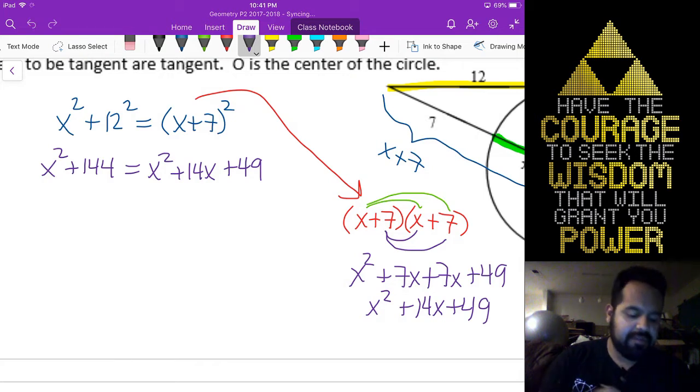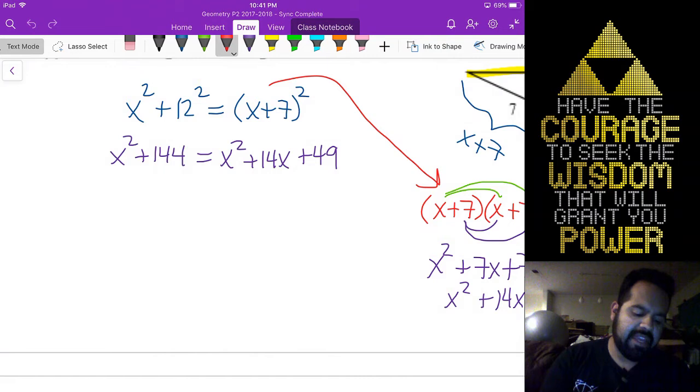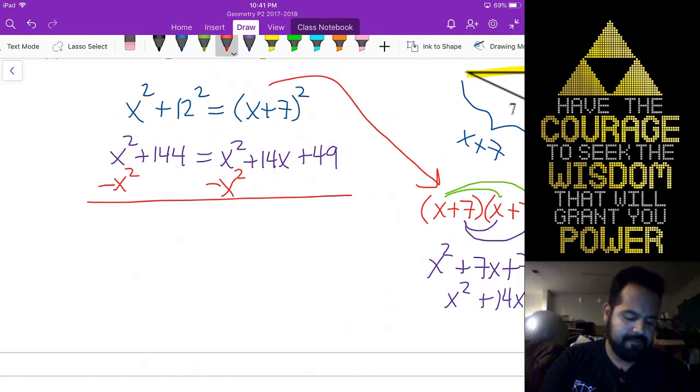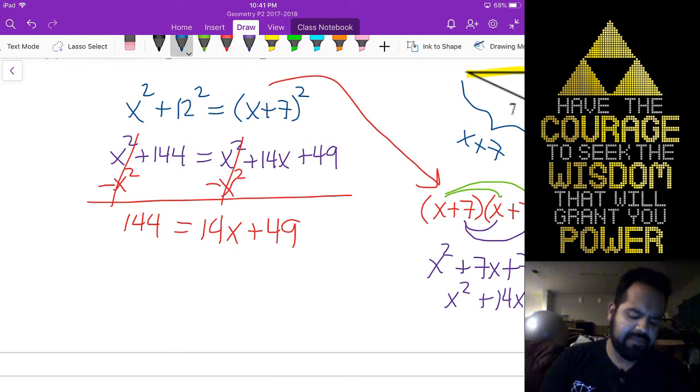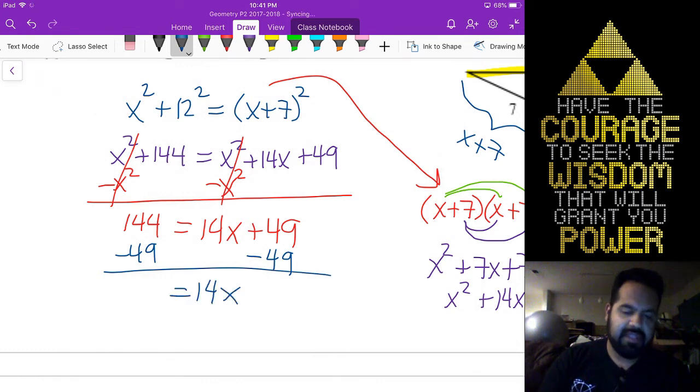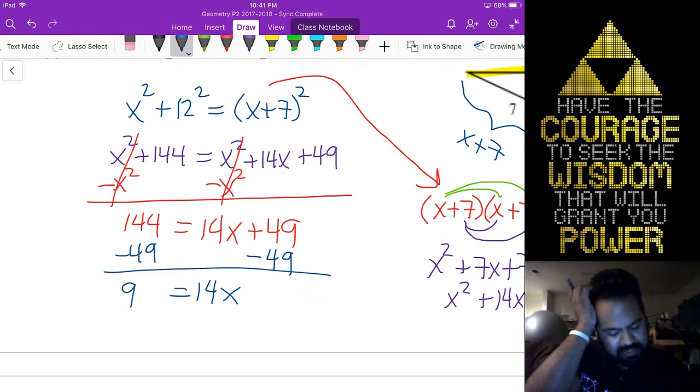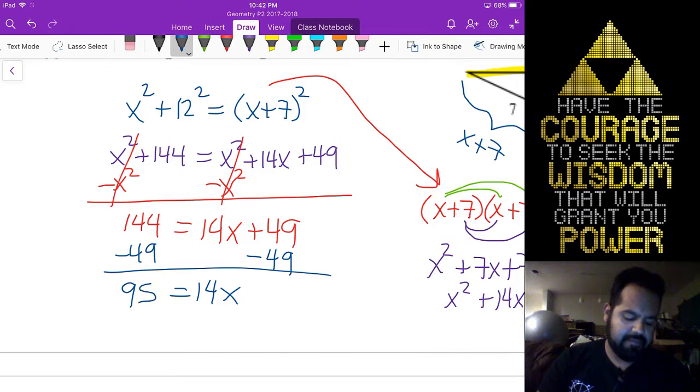Okay, so now at this point we're going to try to subtract the x squareds from both sides, and you'll notice since there is an x squared on each side, they're simply gone. So I have 144 equals 14x plus 49. Let's go ahead and subtract that from both sides. So then I have 14x equal to 95, I think. Yeah, 95.